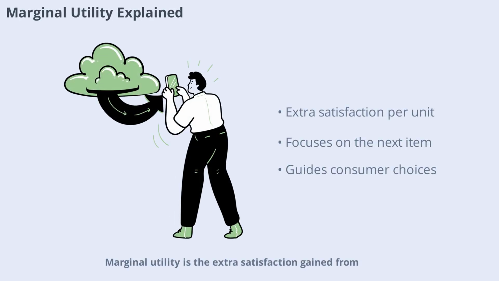Marginal utility is the extra satisfaction gained from consuming one more unit of a good or service. If you eat a 4th slice of pizza, the marginal utility is the additional happiness from that slice alone. This concept helps us understand how each new choice affects our overall satisfaction. Marginal utility is crucial for decision-making, as it shows the benefit of consuming just one more unit. It often decreases as we consume more, which leads us to an important economic principle.